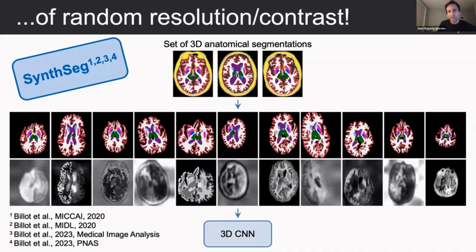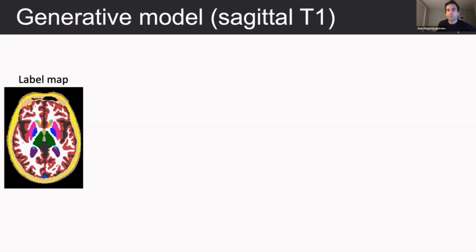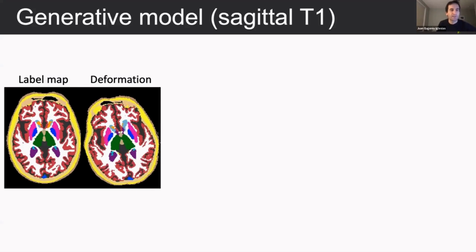So let's look into this a bit more slowly. Let's say that I want to synthesize a fake sagittal T1, right? So I start from a 3D segmentation, from a label map. I deform it, right, which is pretty standard spatial augmentation.